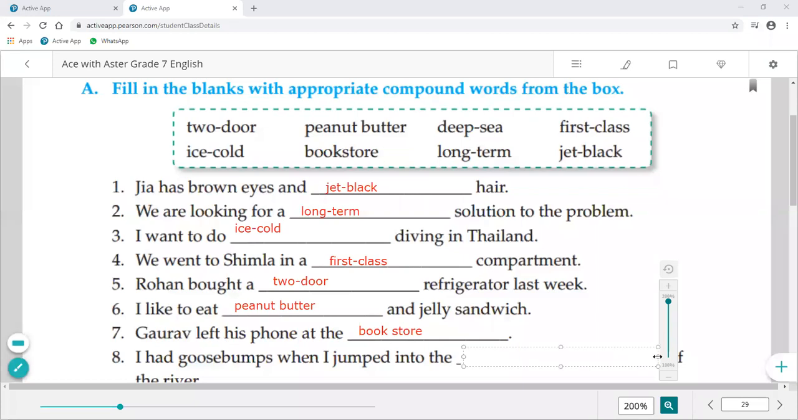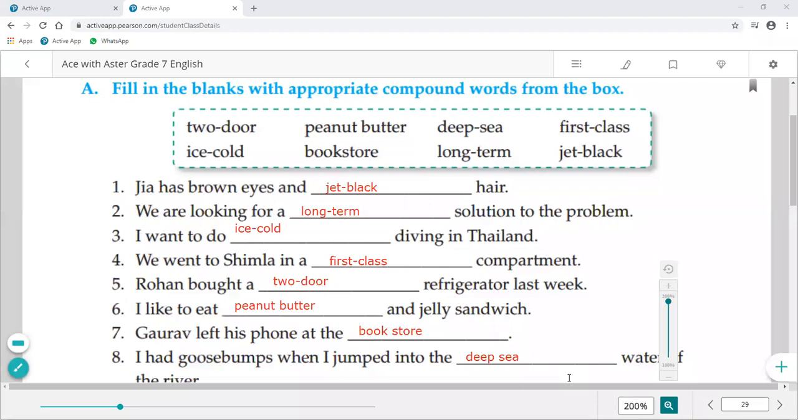Next is I had goosebumps when I jumped into the deep sea water of the river. Deep sea. Yeah, again the open compound words. Okay class, fill it. And I hope you all got it, the compound words.